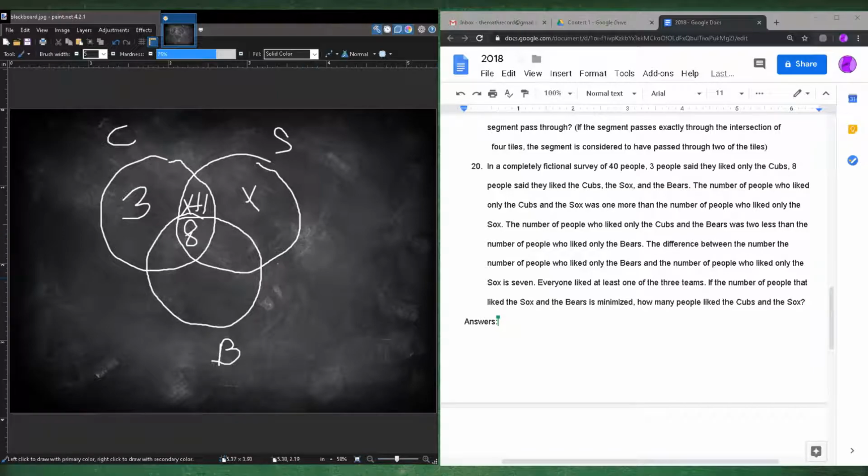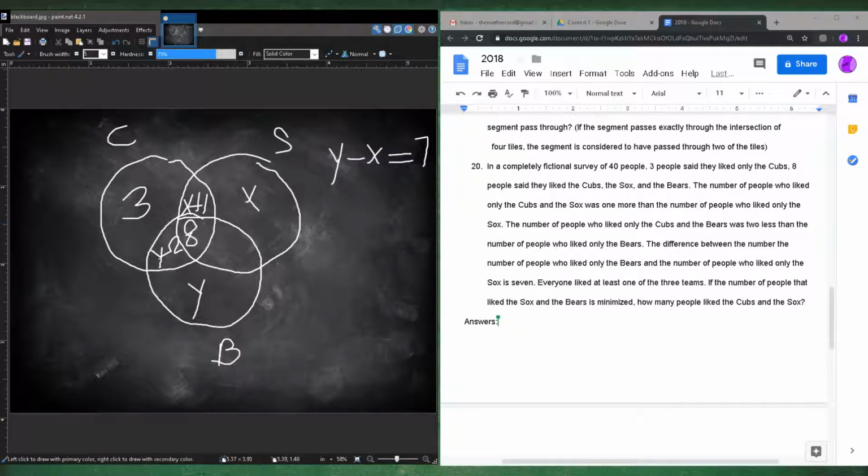And the number of people who only like the Cubs and Bears, which is this side, is 2 less than the number of people who like the Bears. So if y people like the Bears, then 2 less people like the Cubs and the Bears. And they said the difference between the number of people who like only the Bears, which is y, and the number of people who only like the Sox, so minus x, is equal to 7. So the difference between the number of people who like only the Bears and the number who like the Sox is equal to 7.